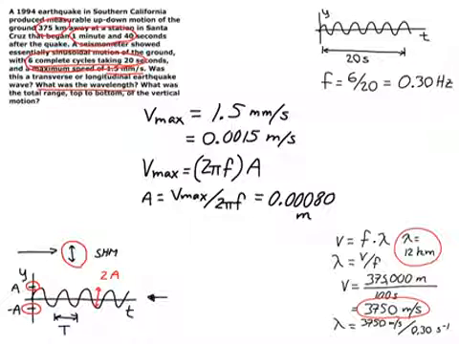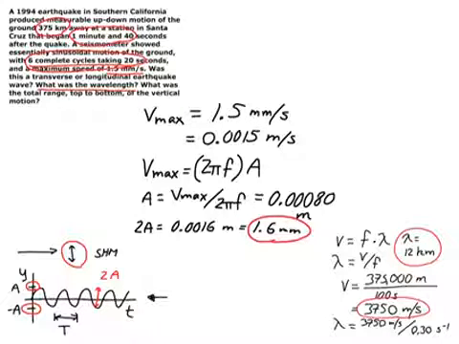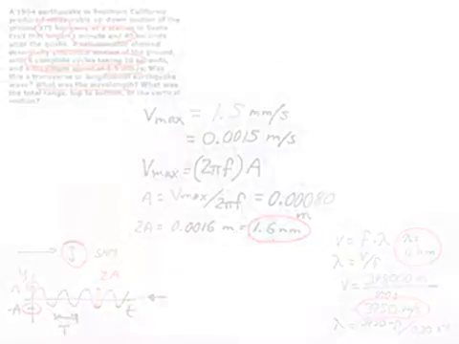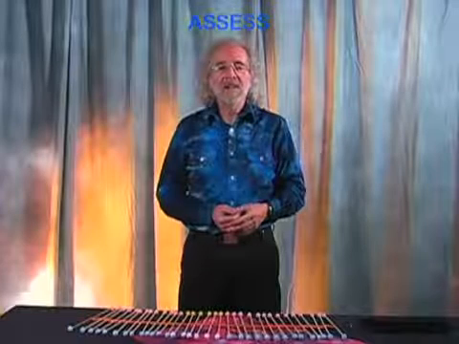So the total motion of the ground, top to bottom, that's 2 times the amplitude. It's double that, 0.0016 meters, or 1.6 millimeters. And that's our final result. Now let's take a look and see if that makes sense. You probably don't have a lot of practical experience with earthquake waves, so to make sense of the result, we're going to take a look at some online information about earthquake waves.